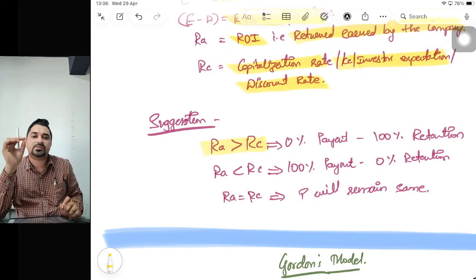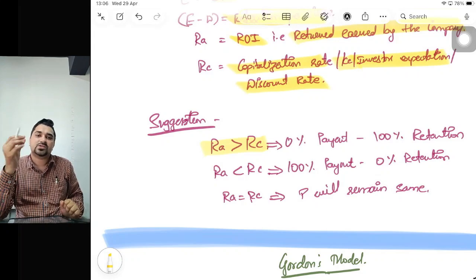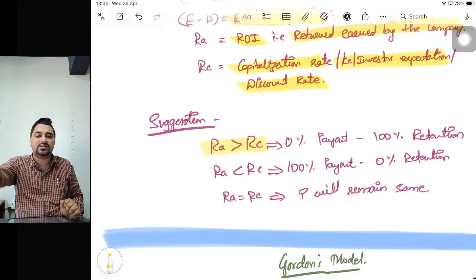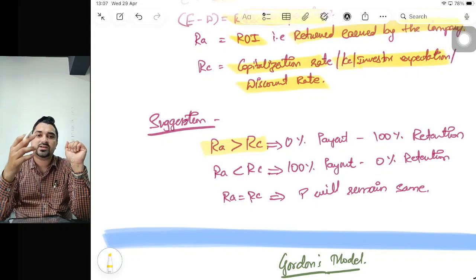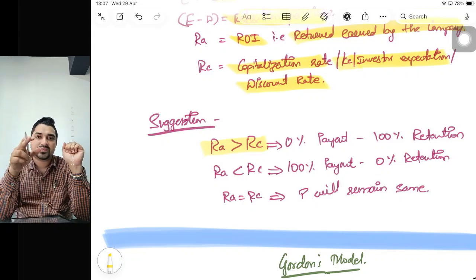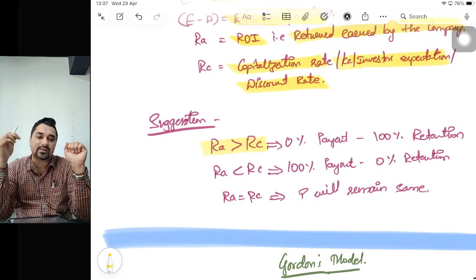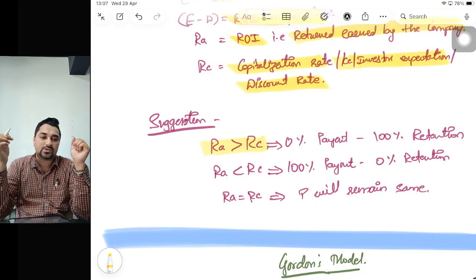What is the ultimate objective of financial management? It is maximization of shareholders' wealth. So whenever a company pays dividend as an investor, what will I do? I'll go and invest it somewhere else, say in the share market. So what is the suggestion given by Walter? You compare two things. One, the rate of return generated by your company, and also the rate of return generated by the market. That is nothing but your opportunity cost.